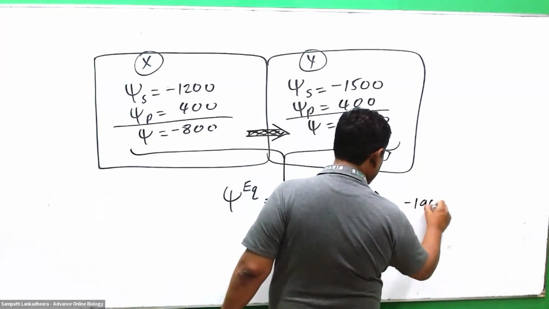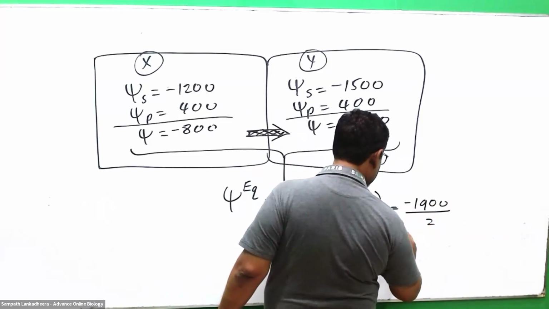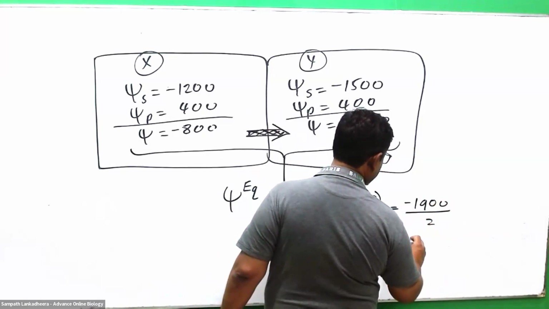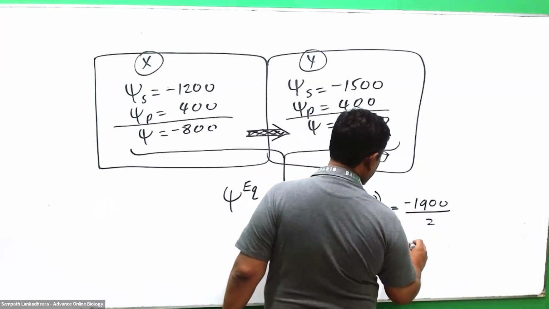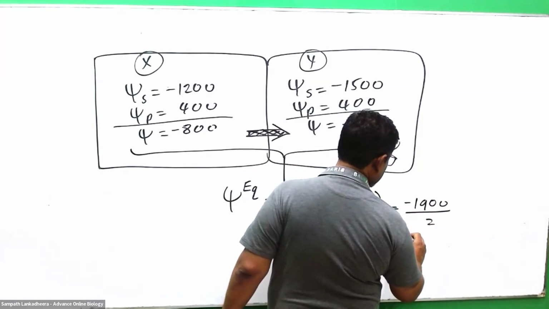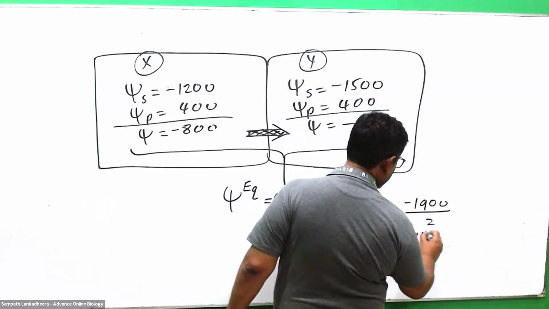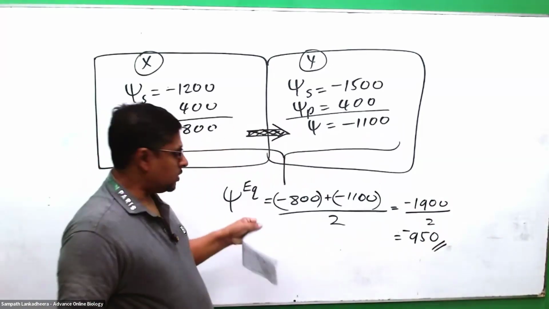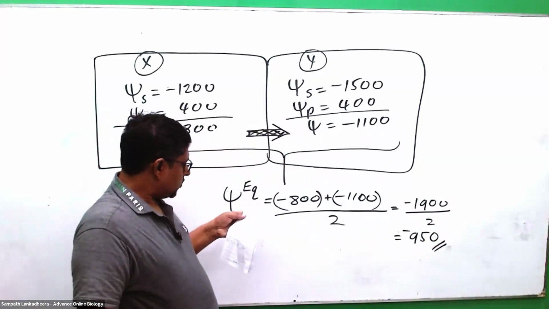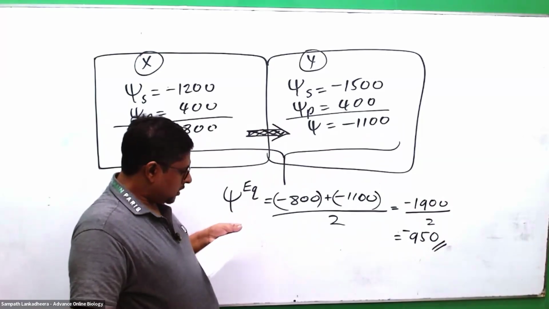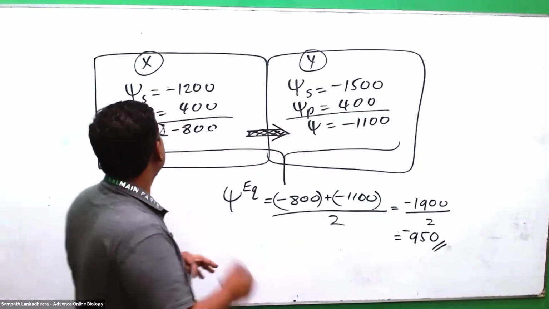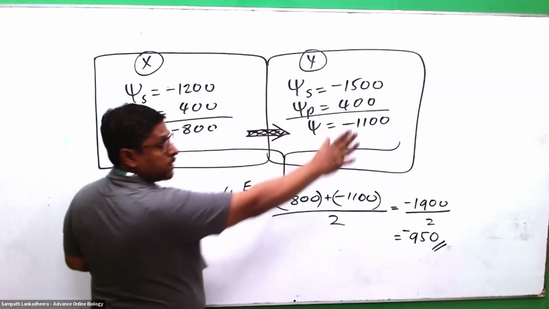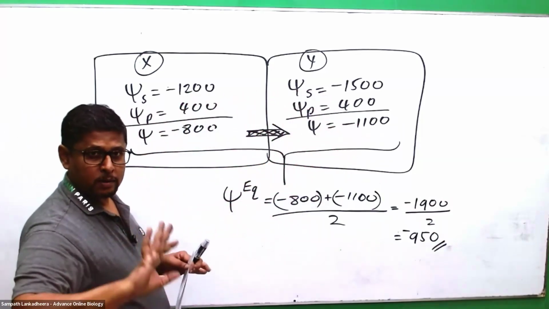Minus 1900 divided by 2, what is that? 950, isn't it? Minus 950, and you have to take the unit. What is the unit? Kilopascal. What is the water potential of the cell at equilibrium? What is the solute potential value at equilibrium for each cell? Solute potential value is not going to change before and after equilibrium. It's going to be the same.